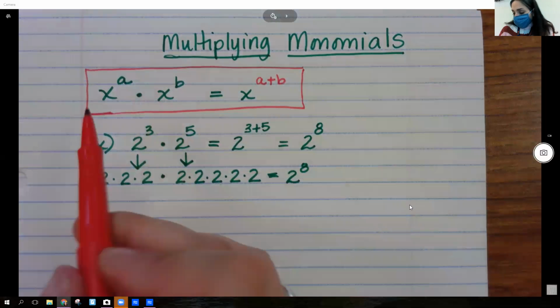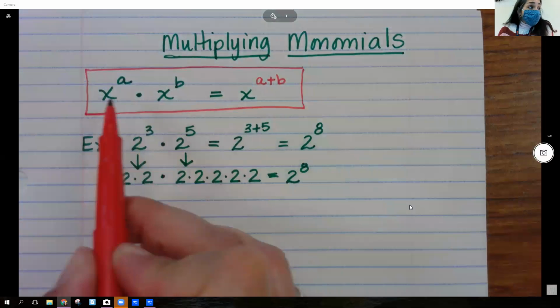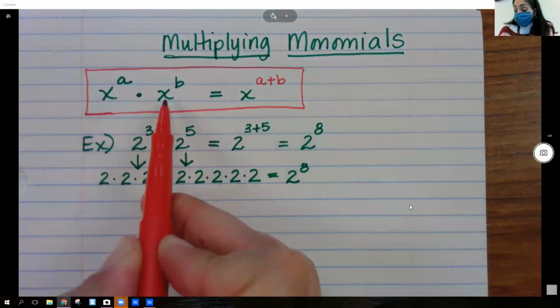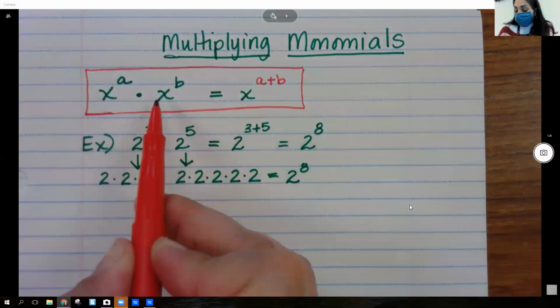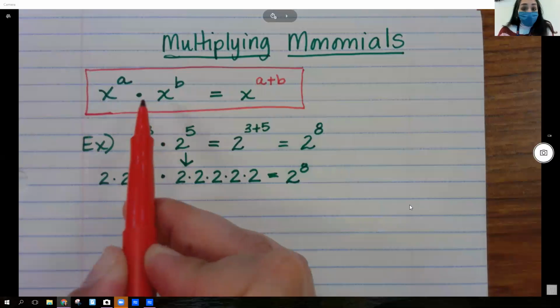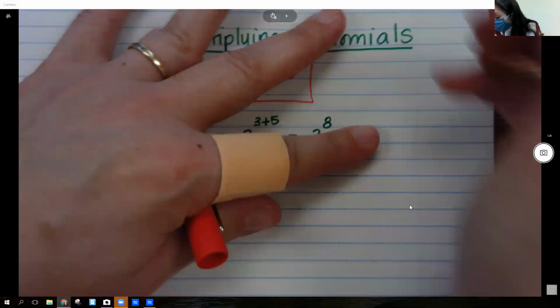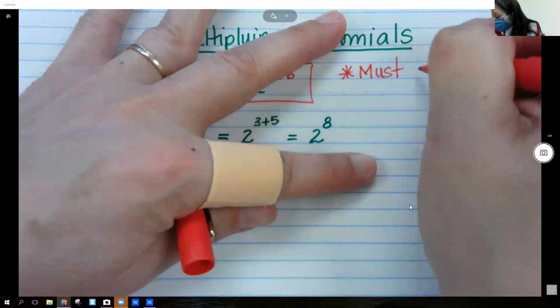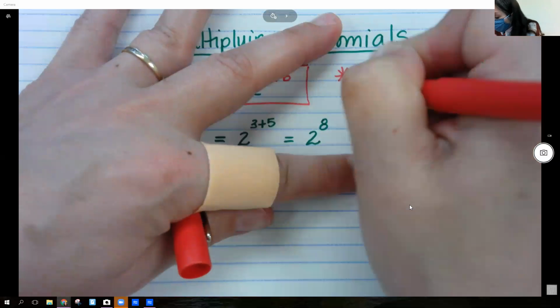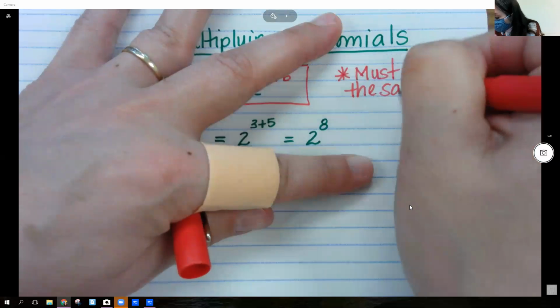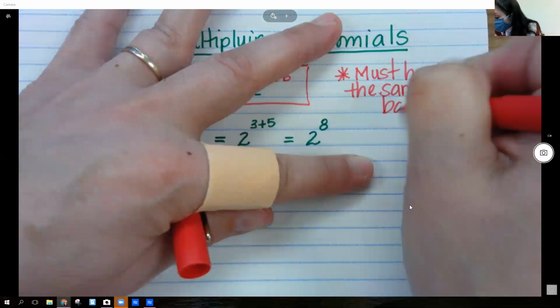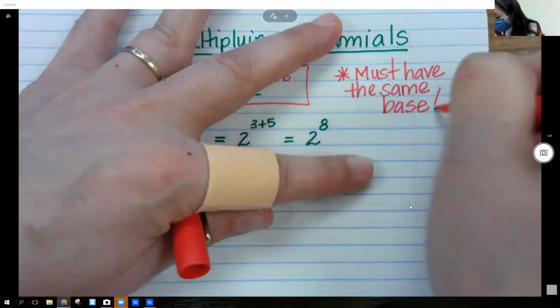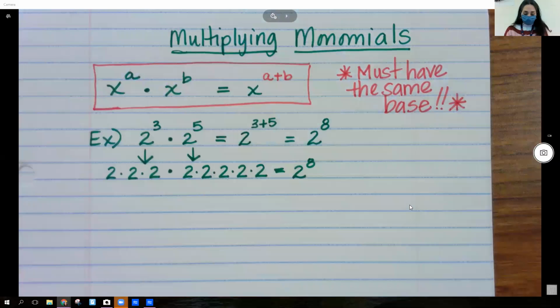You just have to make sure that it's the same base. If these are different bases, like if you have an X here and a Y here, then you can't do this rule, okay? So I'm going to make a little note right here. Must have the same base, okay? Otherwise, you can't do this.